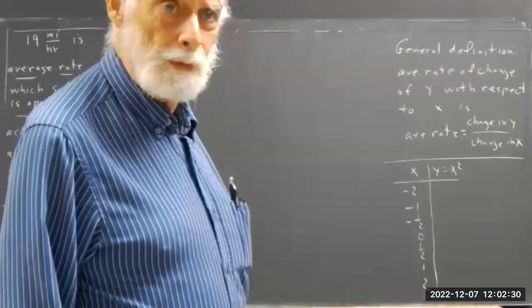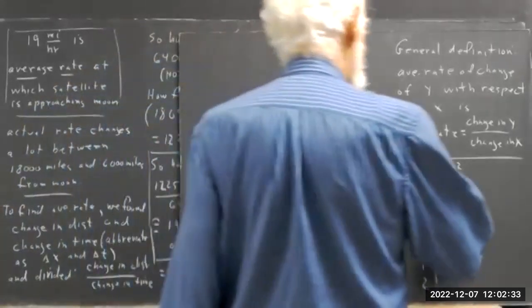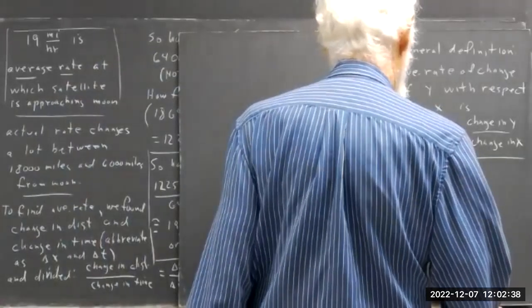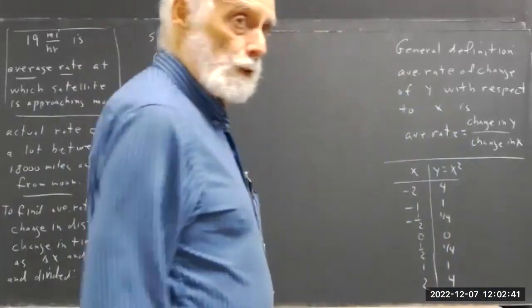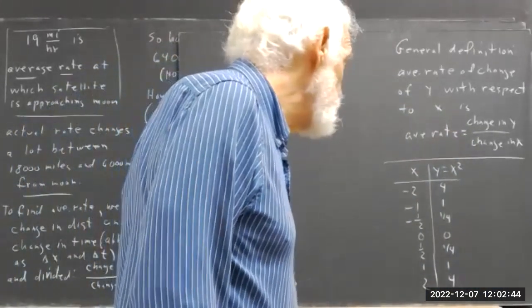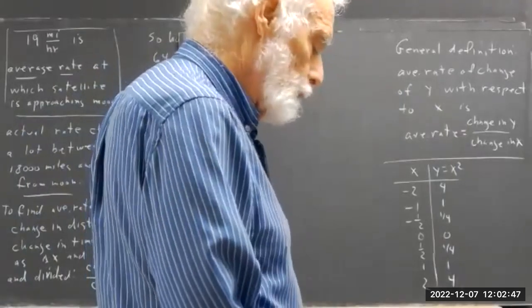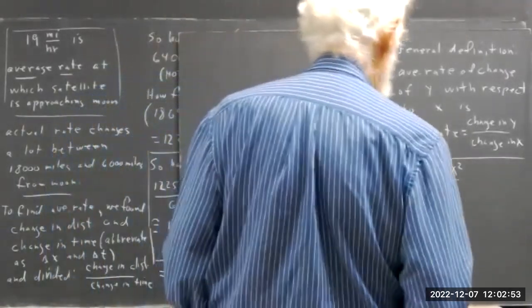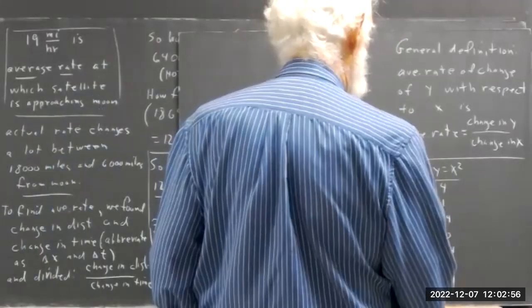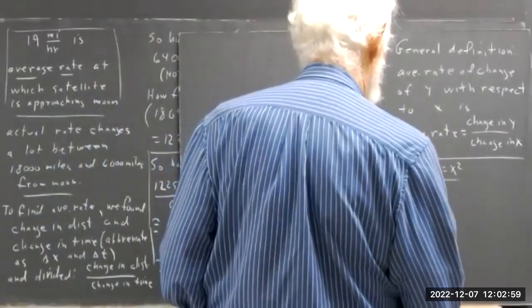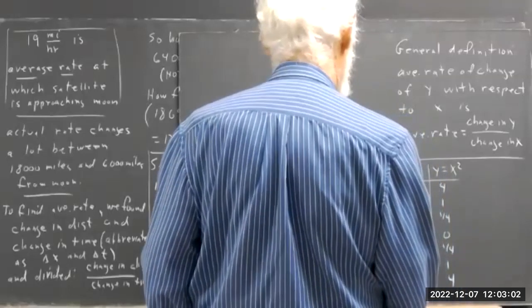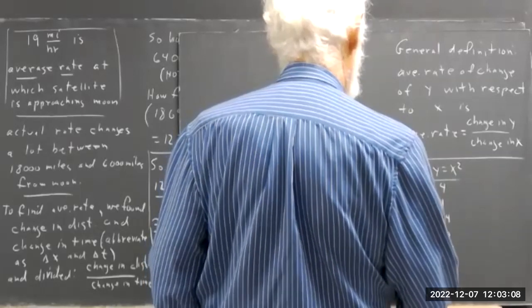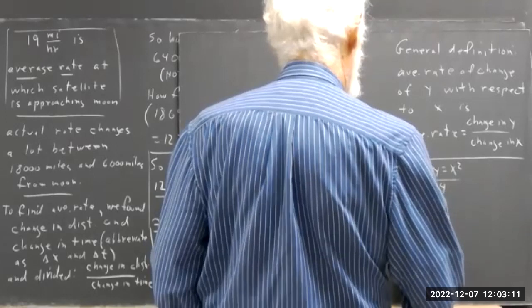Remember, we made a table for this y equals x squared function. You did quite well with it. We got 4, 1, 1, 4, 0, 1, 4, 1, 4. So what I want to do is calculate the average rate of change between 0 and 1. Okay, average rate of change as we go from 0 to 1.